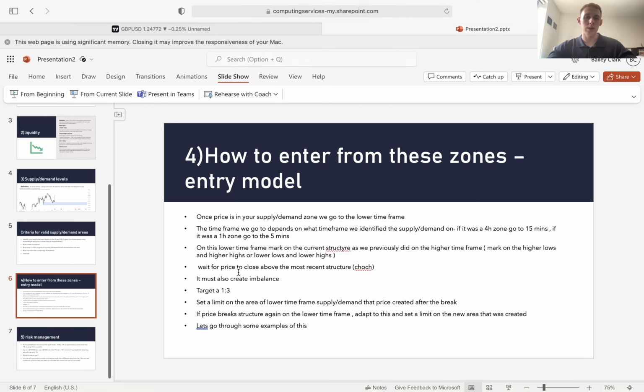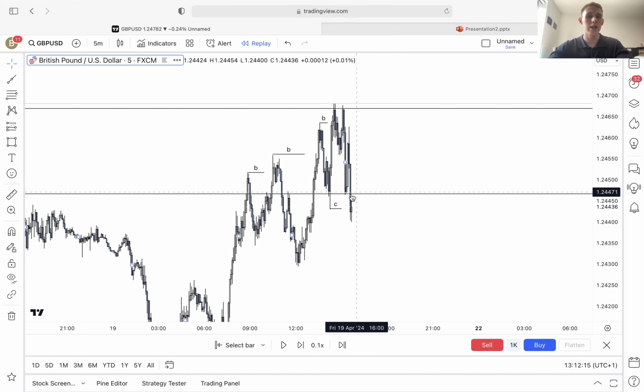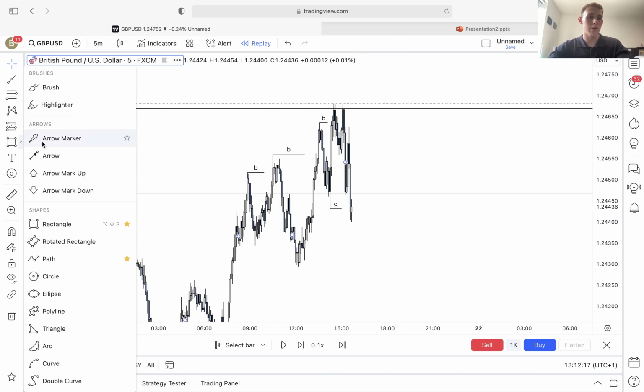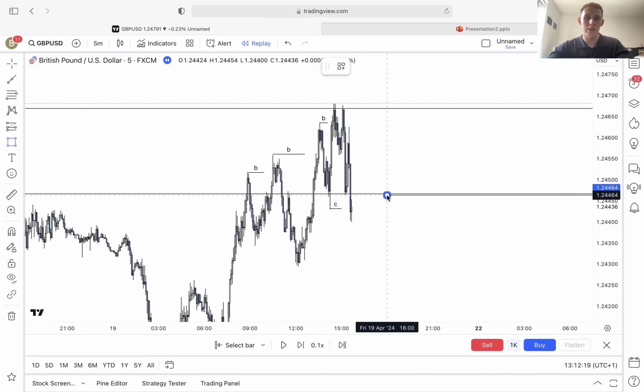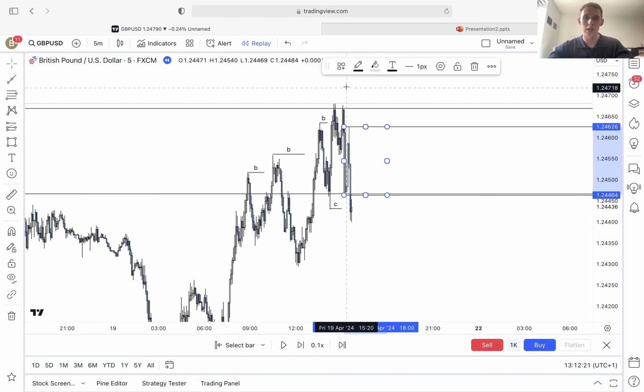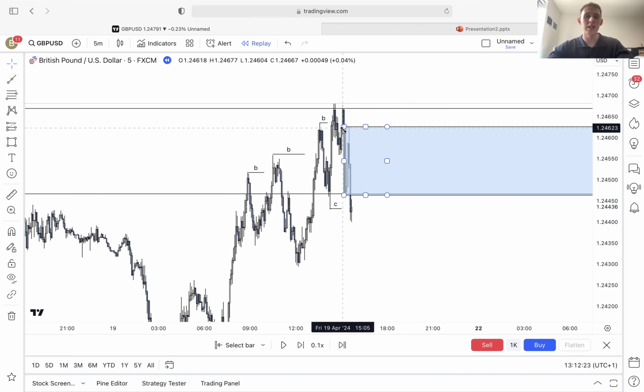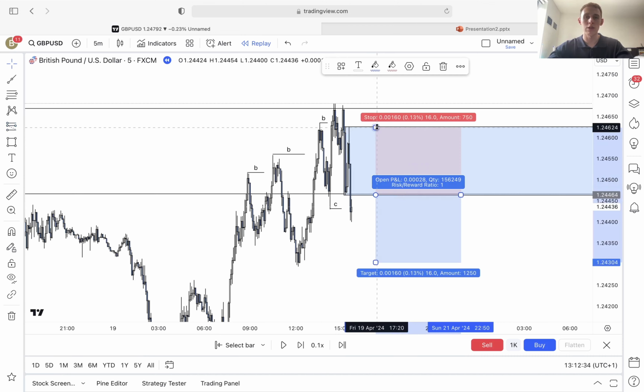And then what we do is wait for price to close below the structure. We have that. Did it create imbalance? Yes, it did. So what we want to do now is wait for a pullback into an area of supply, such as this one right here. This is a valid area of supply because it created imbalance. It broke structure to the left. It's within the current leg of the 5 minute trend. So we can set a limit on that whole zone.